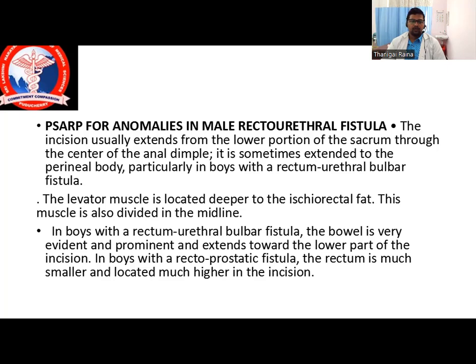In boys with the rectourethral bulbar fistula, the bowel is very evident and prominent and extends towards the lower part of the incision. In boys with the rectoprostatic fistula, the rectum is much smaller and located much higher in the incision. So this is a valid point you should understand. These are the two points you should consider.